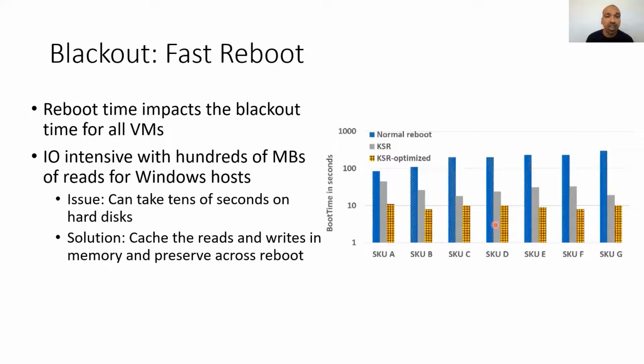We show a log scale plot of the boot time without KSR, known as normal reboot, with KSR, and with fast reboot KSR using our caching optimization. As can be seen, the normal reboot highlighted in the color blue can take several minutes to complete. KSR highlighted in the color gray cuts down the boot time to 20 to 50 seconds. With our caching optimization highlighted in the color yellow, we are able to boot within 8 to 10 seconds on all of our SKUs, including the ones running on hard disks.